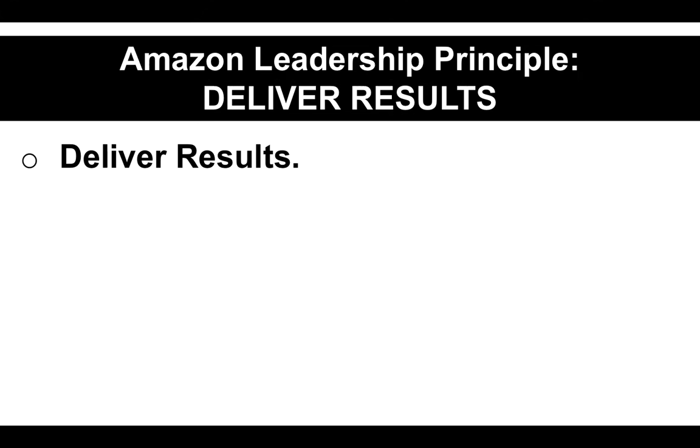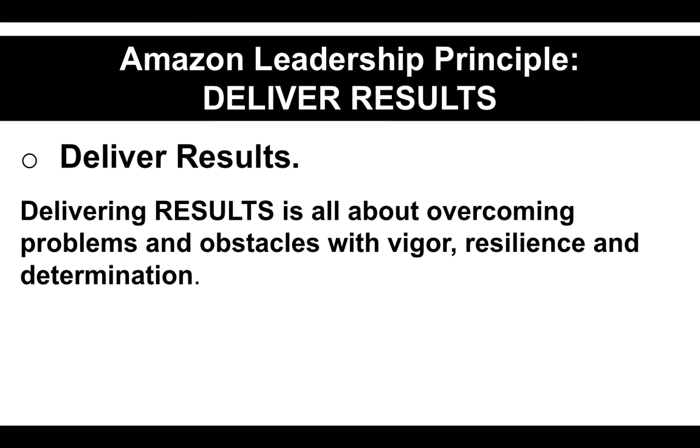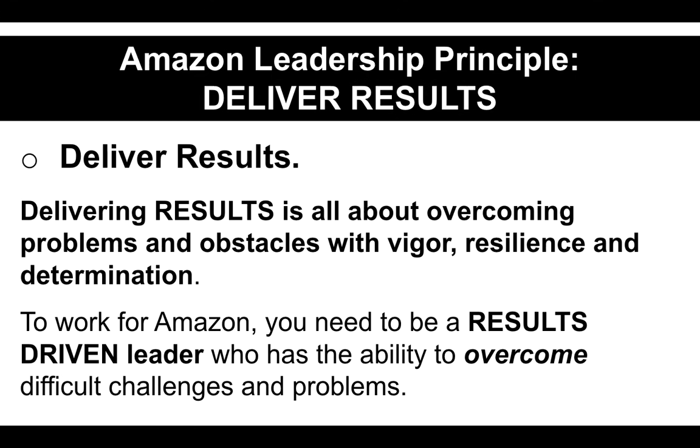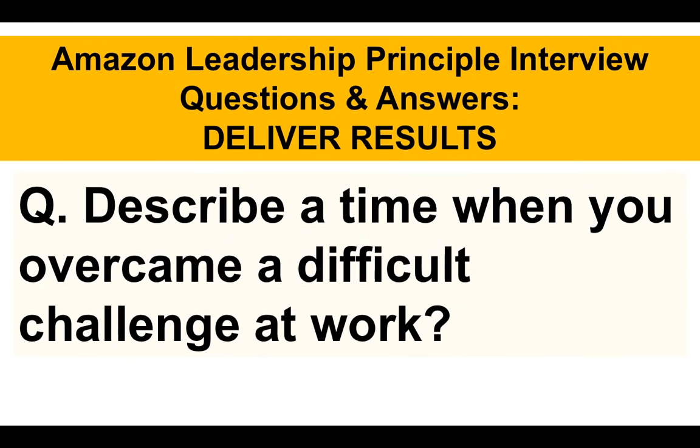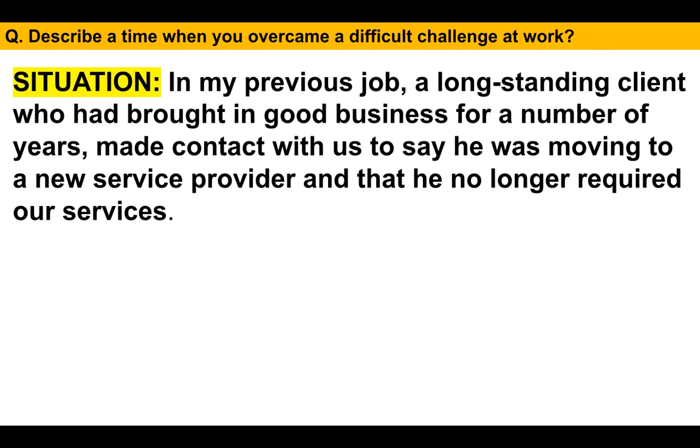Thank you. So, delivering results. This is all about overcoming problems and obstacles with vigor, resilience, and determination. So to work for Amazon, you need to be a results-driven leader who has the ability to overcome difficult challenges and problems. So what kind of question could we get asked? Describe a time when you overcame a difficult challenge at work. Now, this has to be a difficult challenge, one that you demonstrated determination and resilience. So here is my suggested answer.